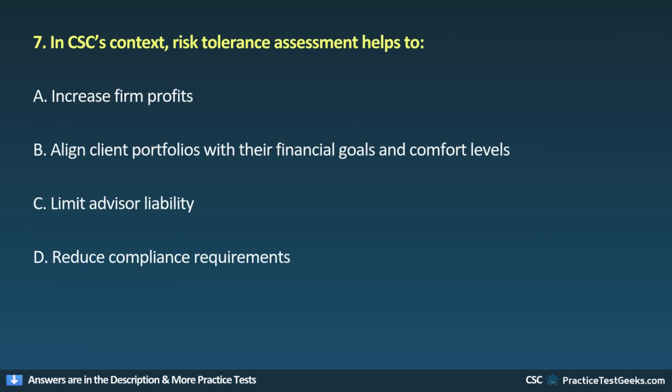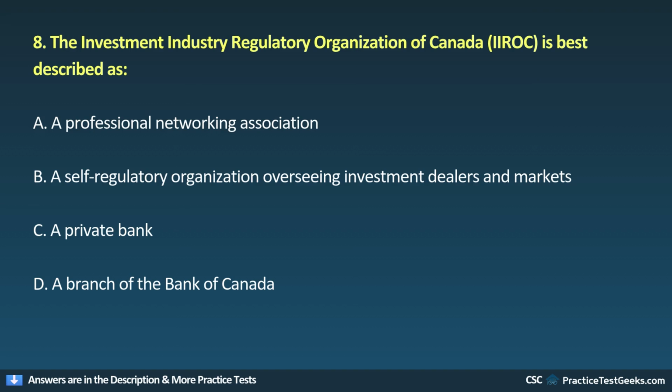7. In CSC's context, risk tolerance assessment helps to A. Increase firm profits. B. Align client portfolios with their financial goals and comfort levels. C. Limit advisor liability. D. Reduce compliance requirements.